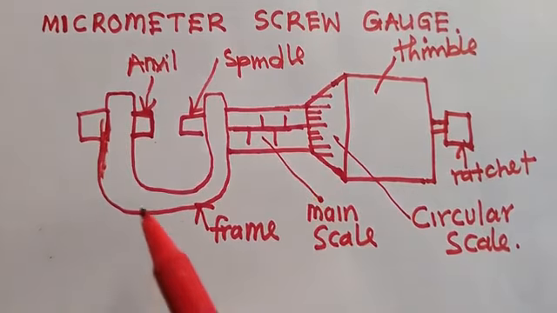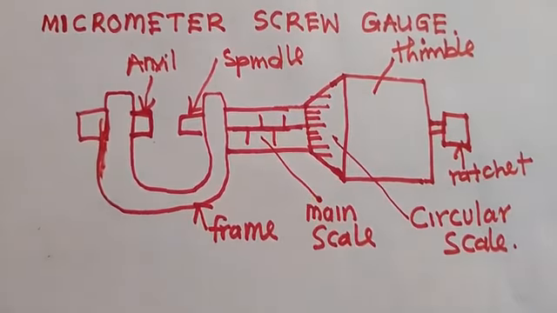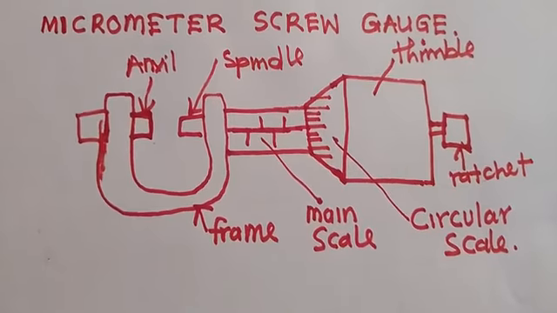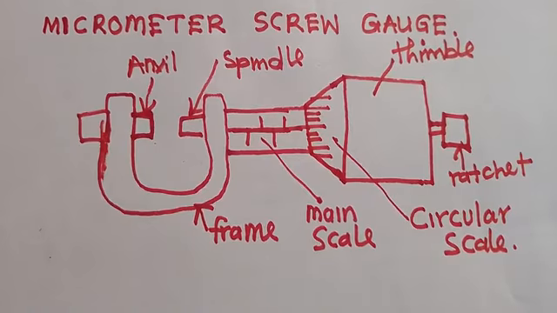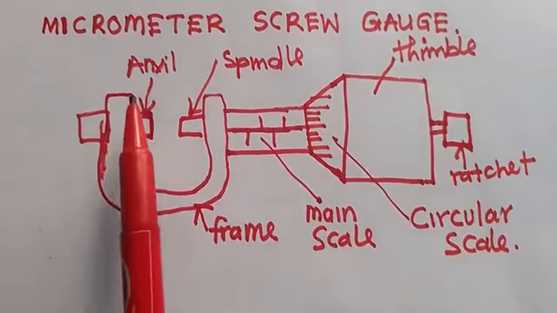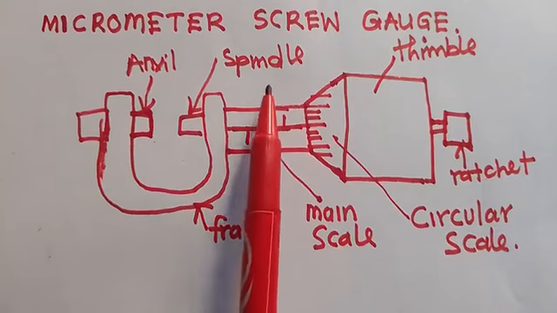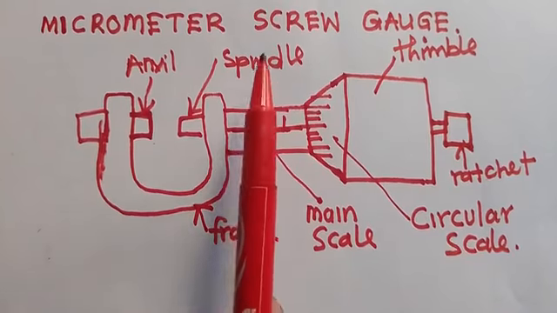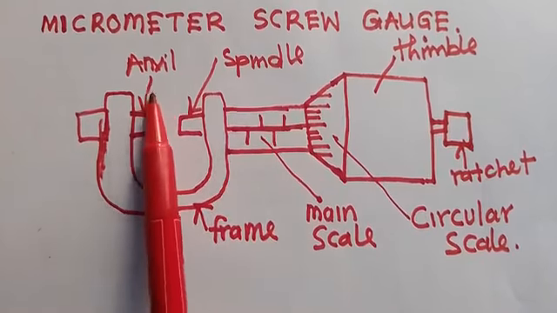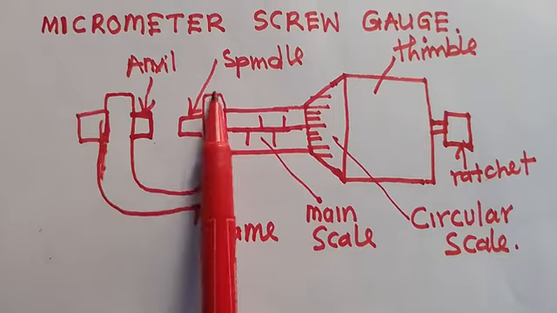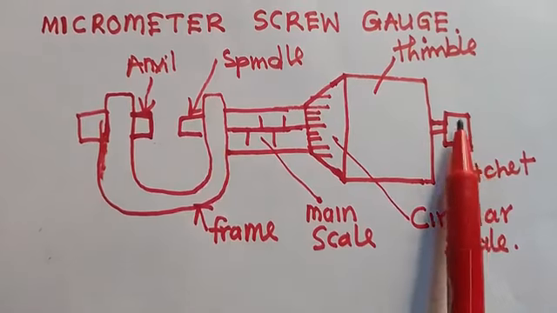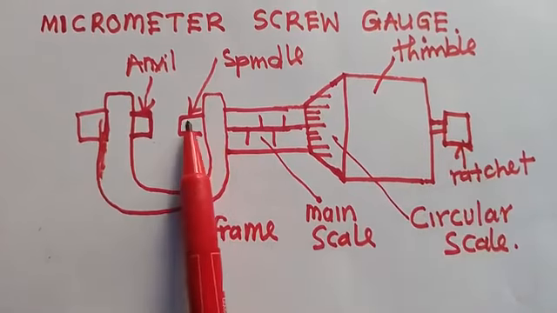So when you look at these two, sometimes we get to see questions in an exam where they ask you, between the anvil and the spindle, which one is movable? It is the spindle. The anvil is not movable, but the spindle is movable. And we move it by using the ratchet here. You start rolling this, then this one will be moving.